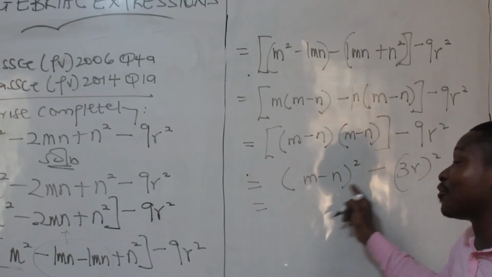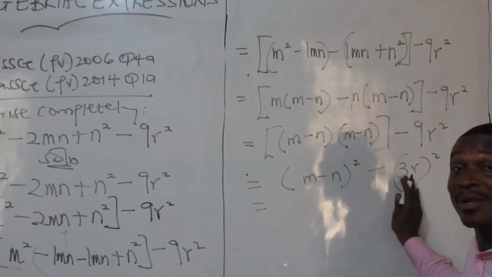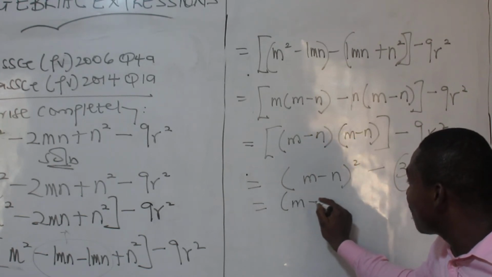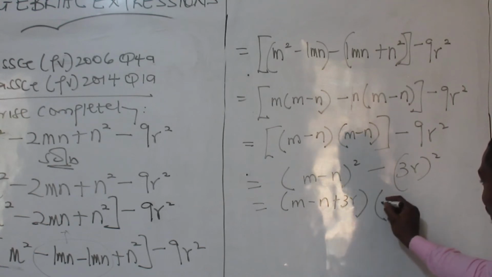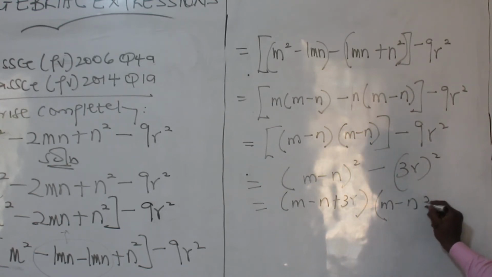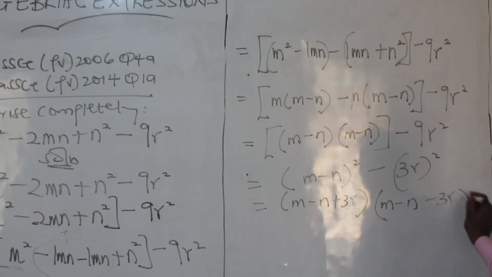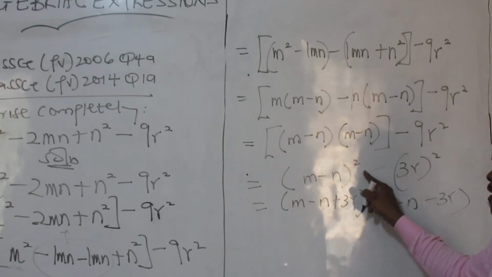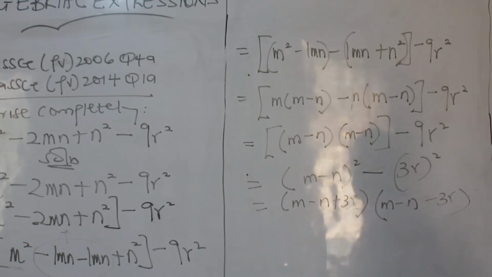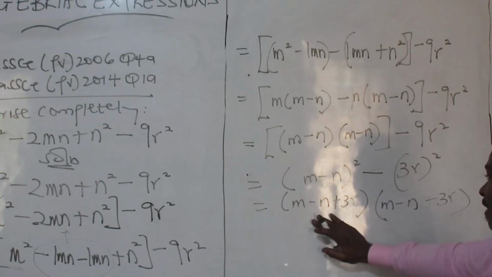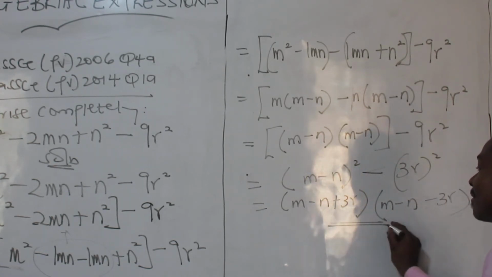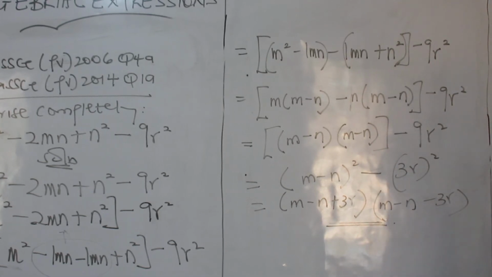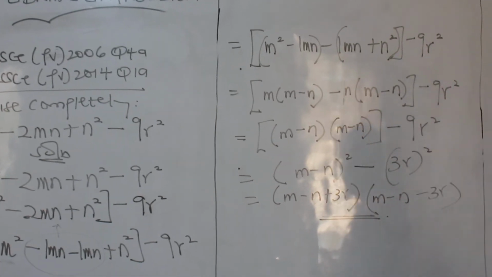So is that not a difference of two squares? Yes, it is. There is 110, there's also 110. So that is m minus n plus 3r. Also, the whole of this minus that. Please, you are not writing this minus because of this. No. This is what makes the difference of two squares. So this plus this in one bracket, this minus that in one bracket. That is it. Good. So that is how far algebra can go.